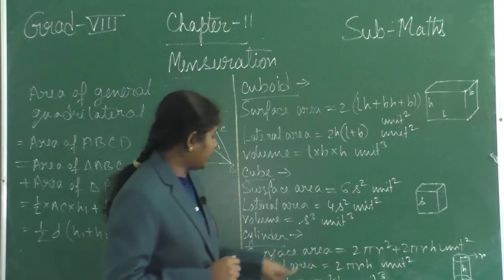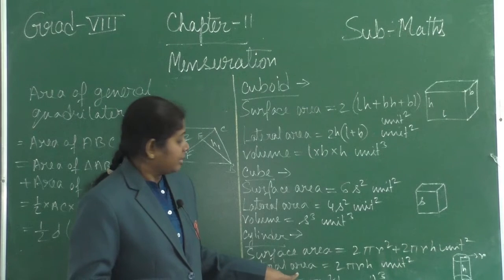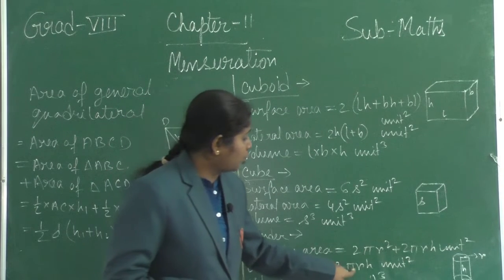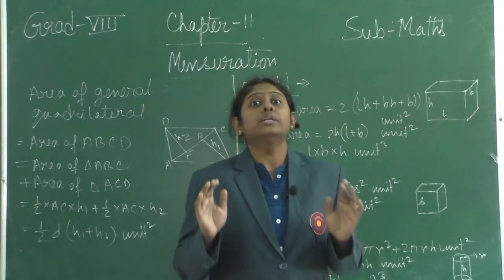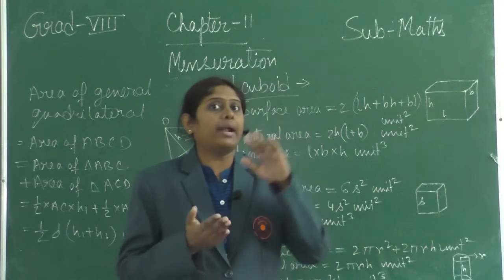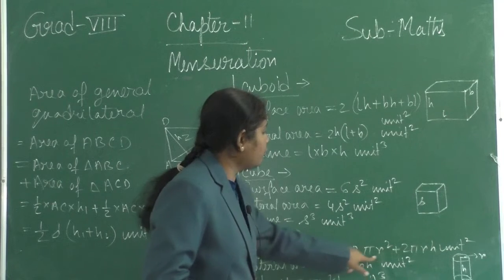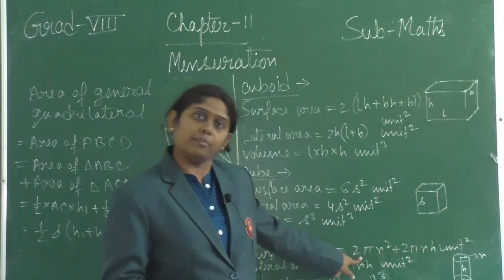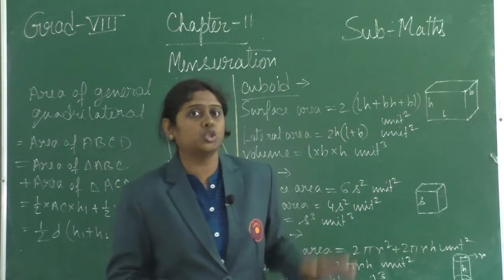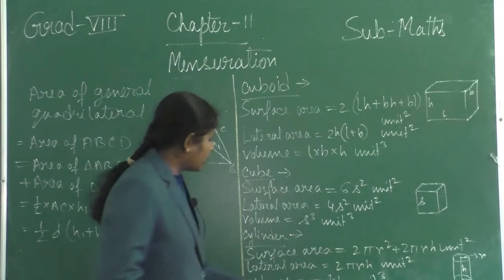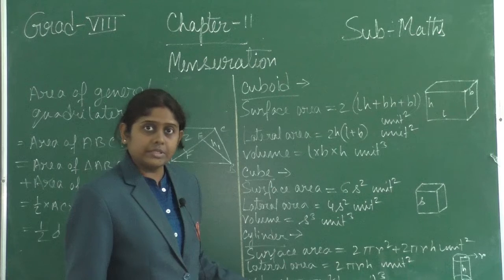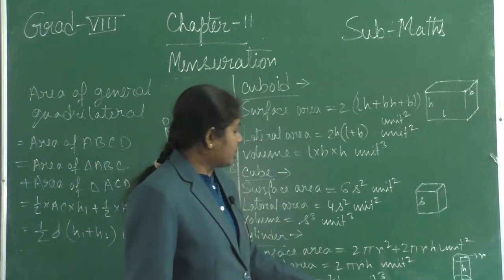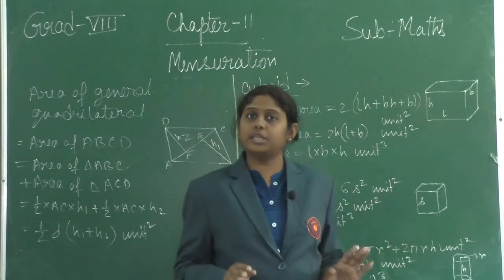So, if we convert it to the lateral area, then the formula converted to 2 pi r h unit square only, because we have to take the formula without top and bottom, because we have to remove this 2 pi r square from the surface area, then it will convert to lateral area. So, come to the volume now. So, the volume of the cylinder is pi r square h unit cube.